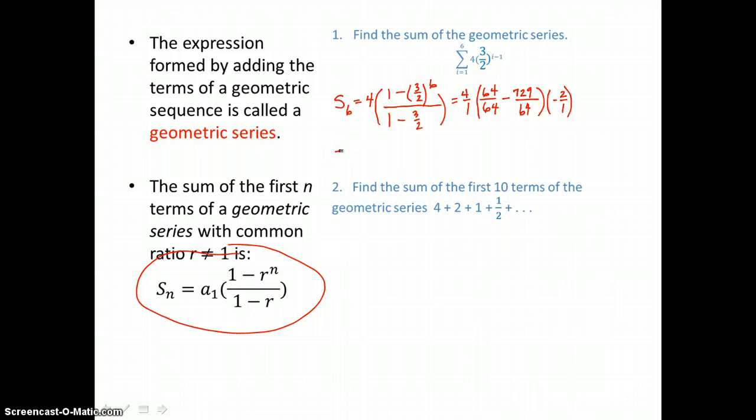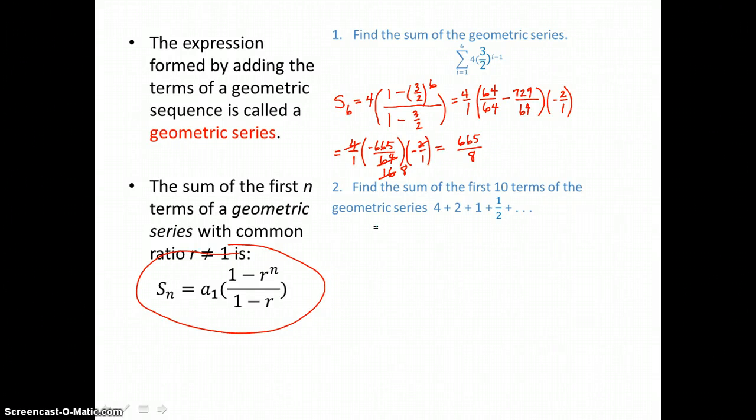Now I need to simplify inside parentheses, yet I have a difference. I'm going to have more negatives than positives, and I'll get negative 665 over 64, and so it's a negative times a negative. That's going to give us a positive sum. We can cancel 4, it goes into 64 16 times, and then we can cancel our factor of 2 also, it goes into 16 8 times. So our sum is 665 over 8.